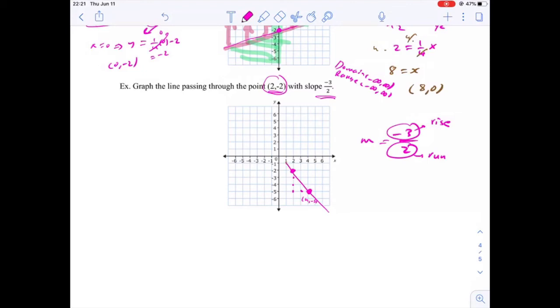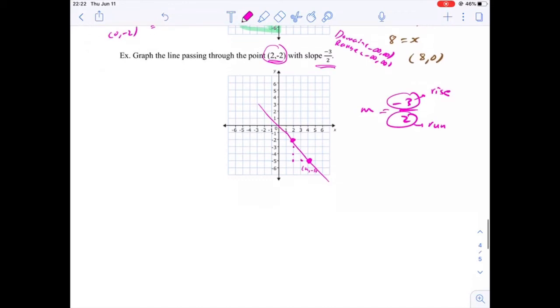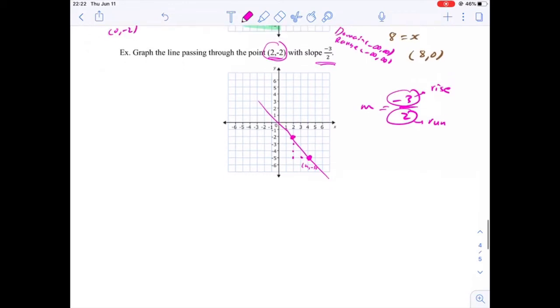So this is the graph of the line with this slope that passes through the point 2, negative 2. If we want to graph the function, we can graph the function y using the equation y minus y1, but we haven't dealt with that formula, so we just graph it this way.